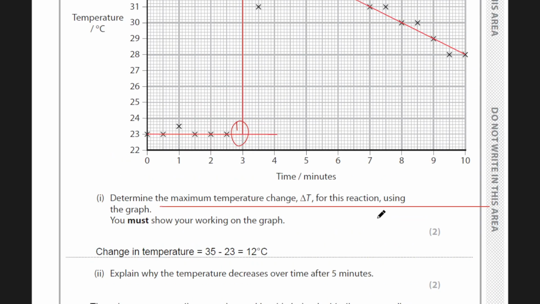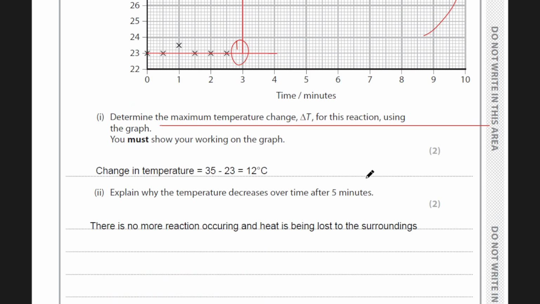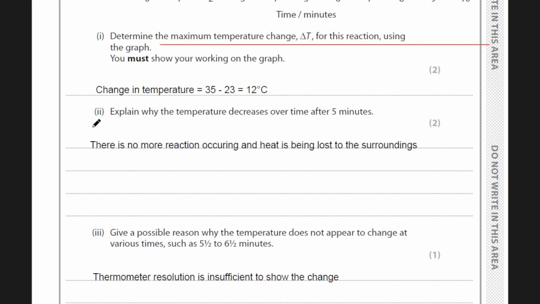Explain why the temperature decreases over time after 5 minutes. As you can clearly see, after 5 minutes the temperature is drastically tending to decrease. This is because there is no more reaction occurring, right? And the heat which is being produced is being lost to the surroundings.